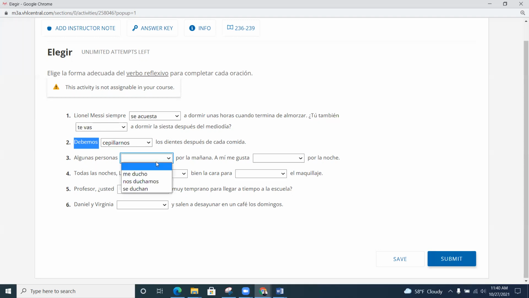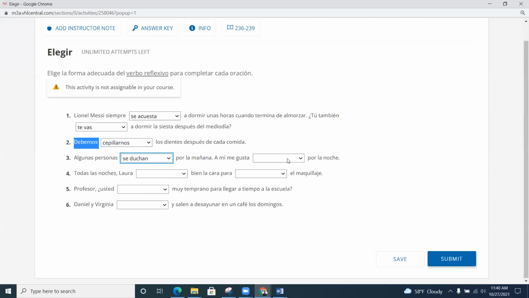Número 3. Algunas personas blank por la mañana. Me ducho, nos duchamos, se duchan. Pausa. Y volvimos. Se duchan porque algunas personas, ellas, ¿no?